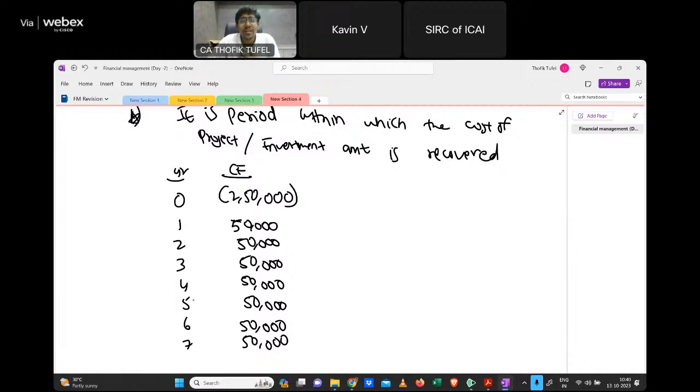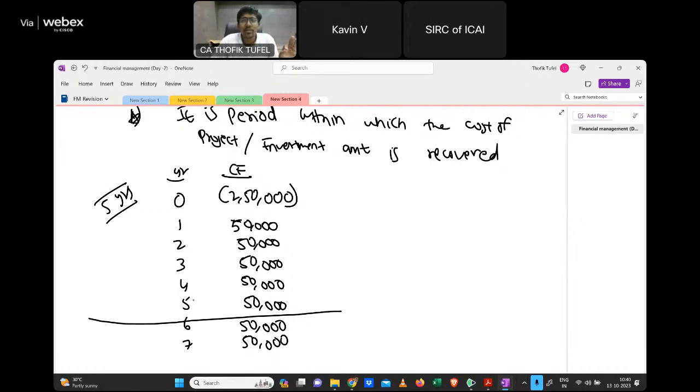But in which year I've totally received this amount is what is payback period. So if you see 50,000, 1 lakh, 1 lakh 50, 2 lakh, 2,50,000, in the 5th year I recovered my investment. So I can say my payback period is 5 years. This is the conceptual way of understanding, but in exam, don't write like this. I will give you a proper formula.